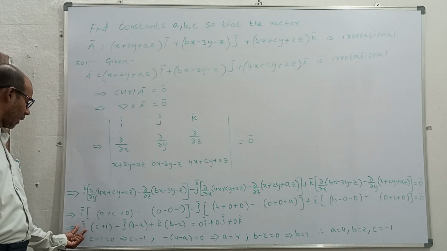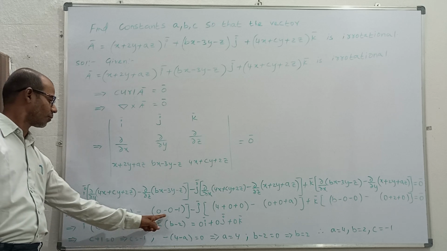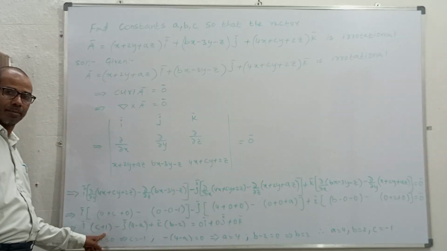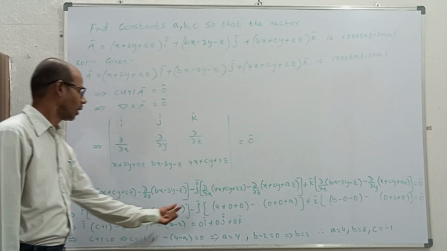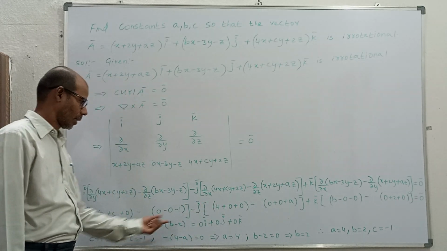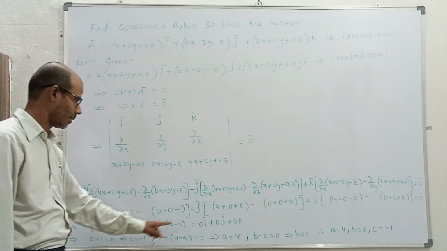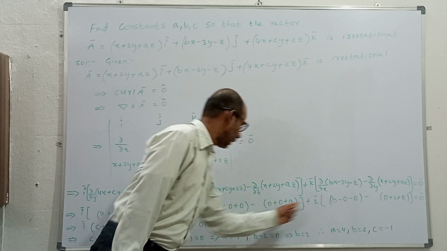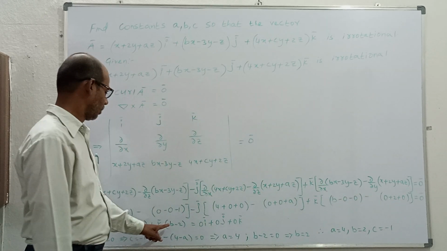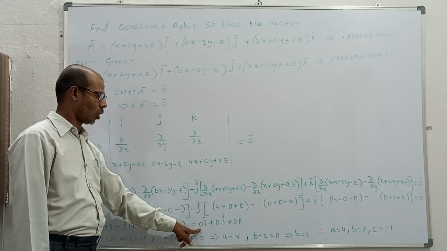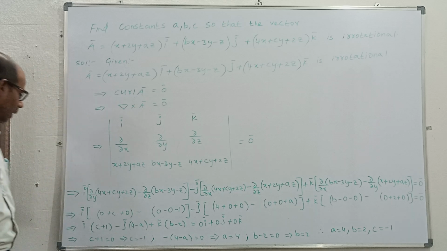Simplifying, for i bar we get c and minus of minus 1, which gives plus 1. So i bar into (c plus 1), minus j bar into (4 minus a), that is, j bar into (a minus 4), plus k bar into (b minus 2), equals, instead of 0 bar, we can write 0 i bar plus 0 j bar plus 0 k bar.